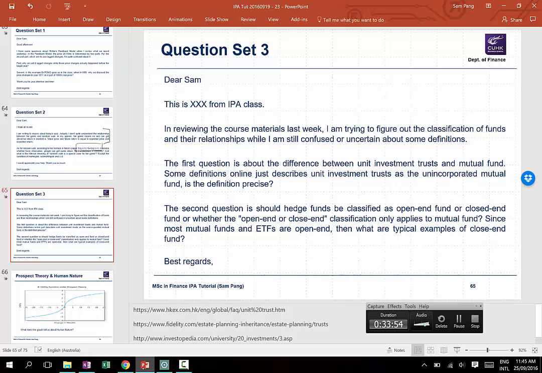Now, let me take a look at this one. This question concerns the difference between a unit trust and a mutual fund, first of all, and the difference between an open-end and closed-end fund. My first response to you is, do not worry too much. This is largely a question of legality.